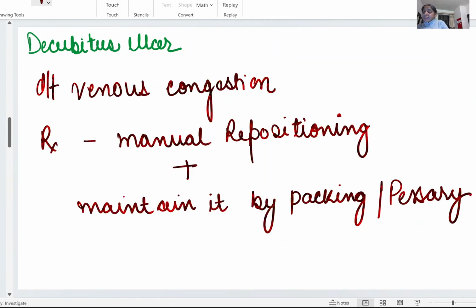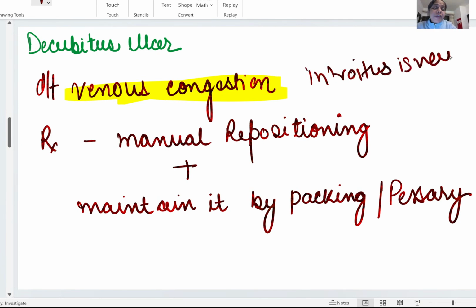What is the reason for decubitus ulcer? It is the last slide for today. Venous congestion. What do you mean by venous congestion? When the uterus prolapses, the veins also come down, and the introitus is a very narrow opening.